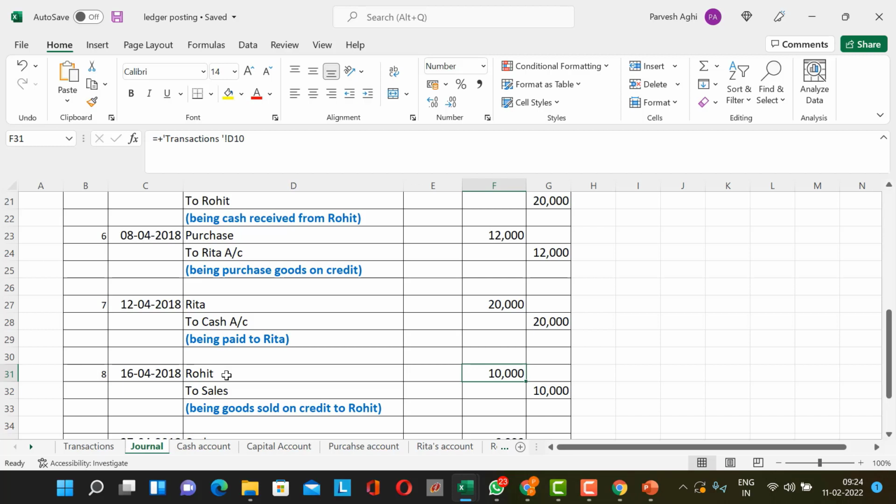Okay, so what is Rohit getting? The goods which we are going to sell to him. So debit the receiver and credit the giver. Here Rohit is getting debited because he is receiving the goods from us. Okay, fine. So this is the transaction.